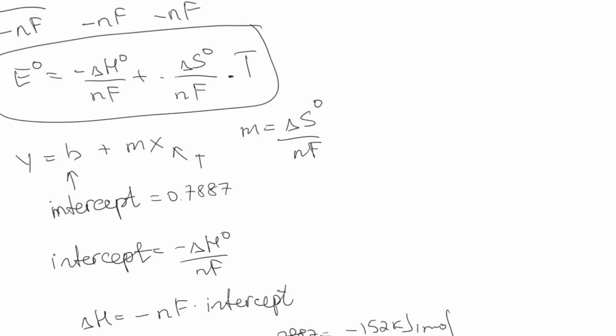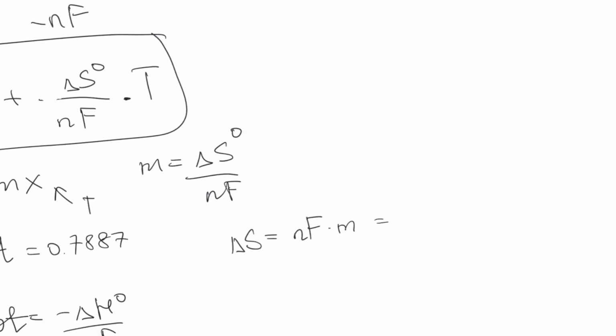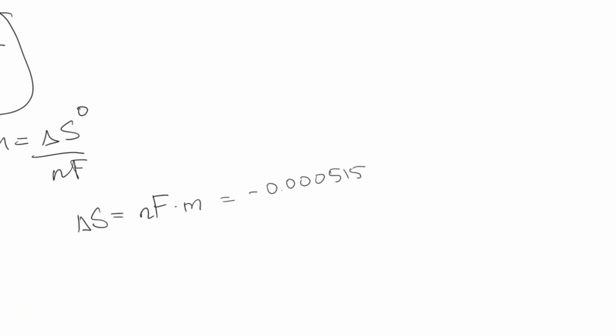Now we are going to find our delta S. Delta S is equal to nF multiplied by the slope. Our slope was equal to negative 0.000515, multiplied by 2, multiplied by Faraday's constant. So this number is equal to negative 99.4 joules per mole per Kelvin.